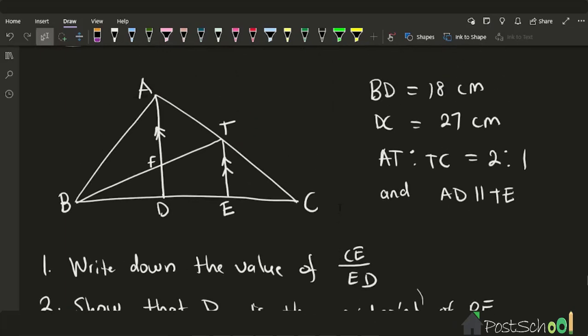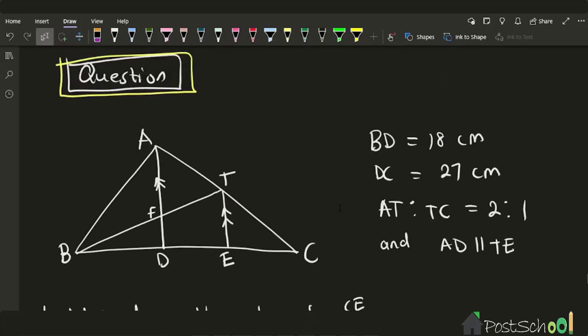Alright, so now let's look at the first question, or the statement which is given. We have that BD is equal to 18 centimeters, and DC is 27. And AT to TC is 2:1. So if AT is 2K, then TC is K.